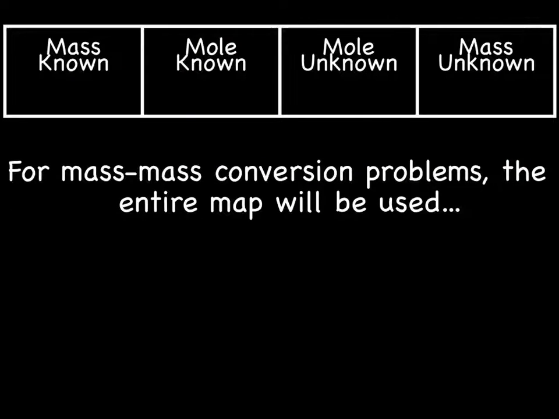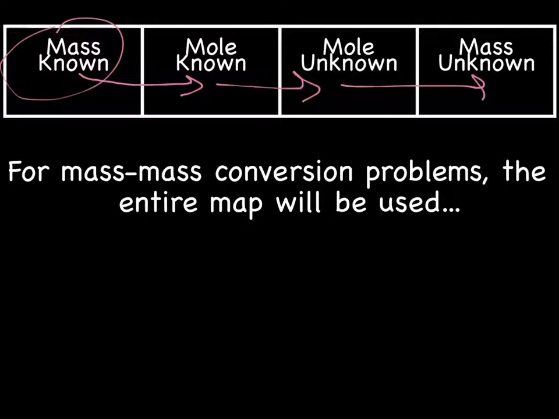Well, here's that pesky stoichiometry map again. And for mass-mass conversion problems, we're going to be using the entire map. We're going to be starting at mass known, taking a short break at mole known, mole unknown, and finishing up at mass unknown.